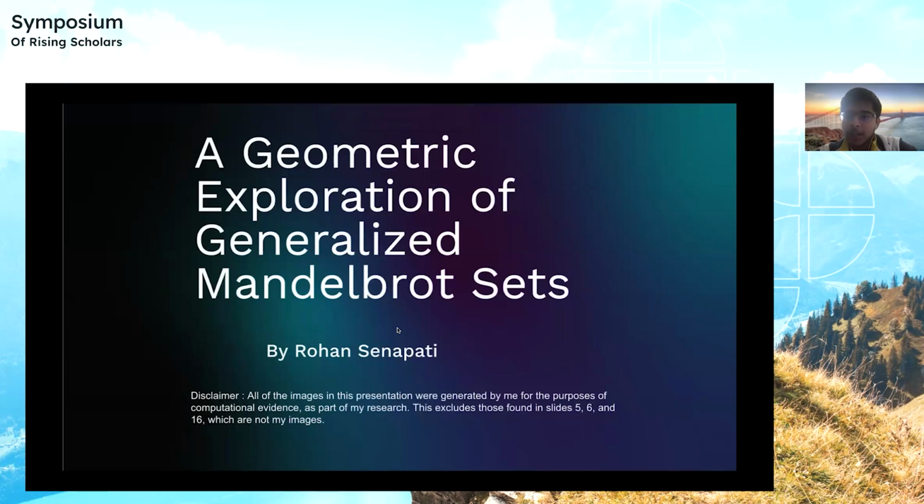Hey everyone, my name is Rohan Senapati, and today I'll be offering you a geometric exploration of generalized Mandelbrot sets. So before I begin, I just want to point out that all of the images in this presentation were generated by me for the purposes of computational evidence as part of my research. This, however, excludes those found in slides 5, 6, and 16, which are not my images.